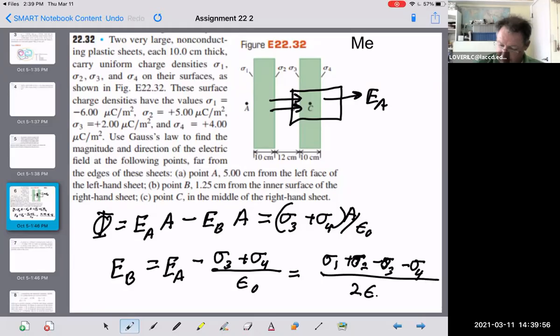To find the field at C, you're going to need a box, a cylinder, with one side at C, and the other side could be here on this side at B. It could be over here, knowing the field at A, or it could be over here, knowing the field on the right side.